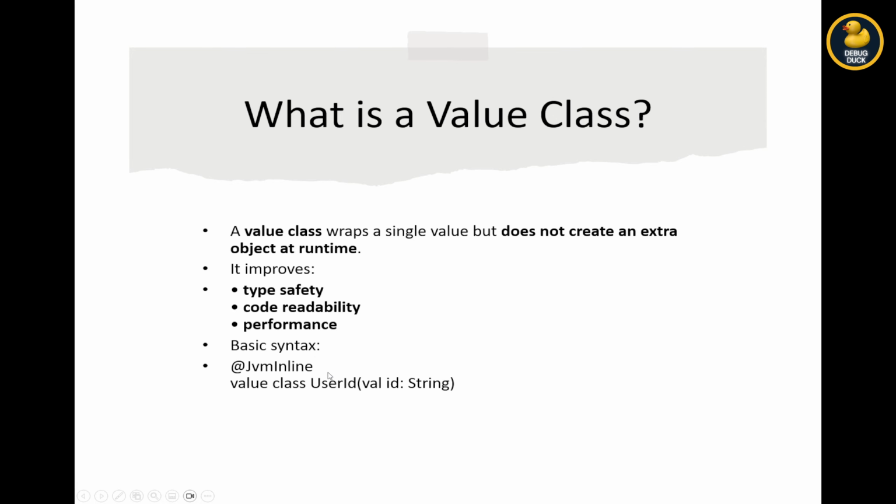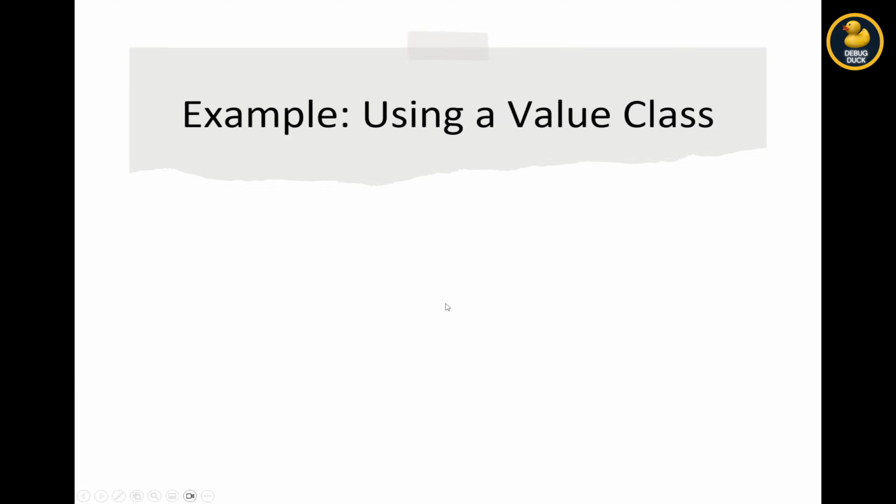The basic syntax: add @JvmInline value class UserId(val id: String). Here, UserId behaves like a distinct type, but internally it uses a String.